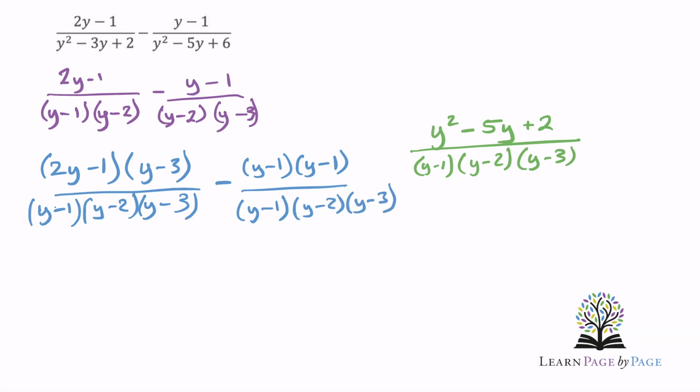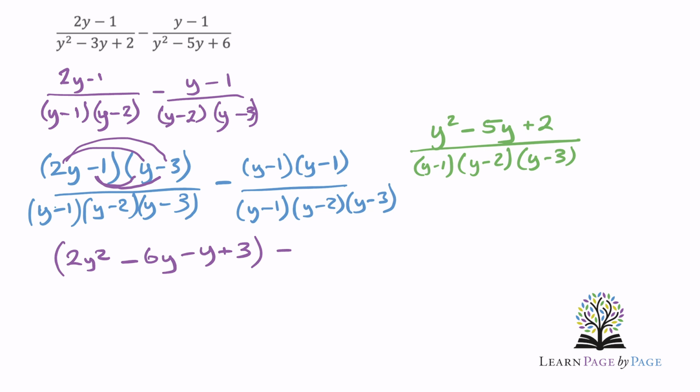Now let's multiply out the brackets on the top. So the first is 2y times y. That gives us 2y squared. And then 2y times negative 3. That's going to give us negative 6y. And then minus 1 times y gives us minus y. And then lastly, minus 1 times minus 3 gives us positive 3. I'm going to put that in brackets, minus.